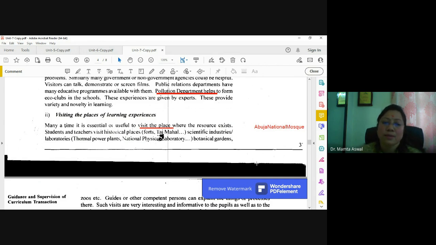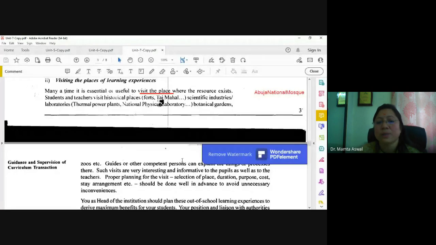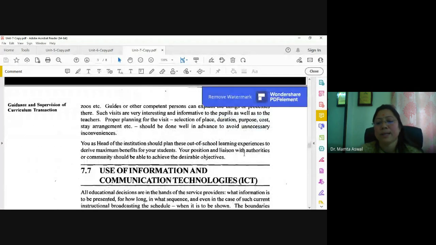So they can take the students, for example, if it is a history subject, then you can take them to the Abuja National Mosque, or any other historical place can be visited accordingly. Not only historical, but scientific laboratories can also be visited. So it has to be planned by the head of the department. So one thing is inviting the people from the community, and the second thing is taking the students out of the school, into the community, into the society, to learn, see the things, and have different experiences accordingly.